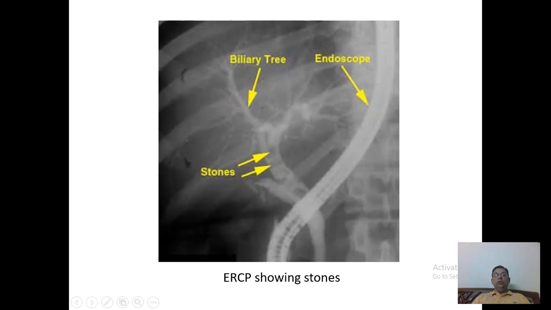Now as you can see, this is the endoscope, this is the image of an ERCP, and this is the CBD, and it is full of stones. As I've already told you, these appear as filling defects. These are filling defects of the contrast.